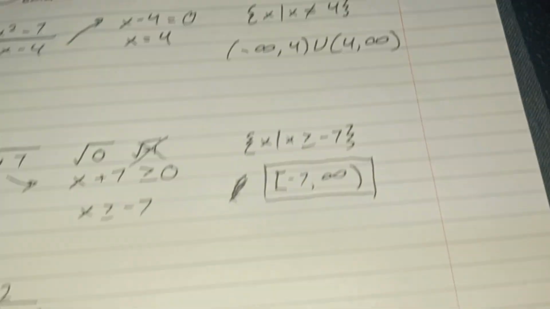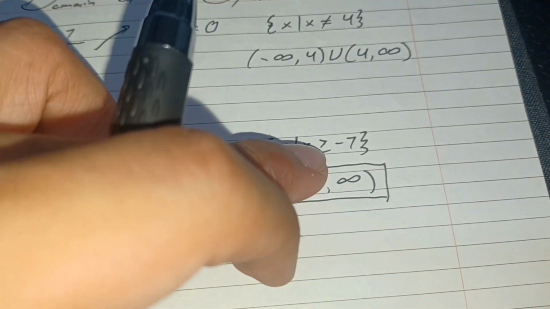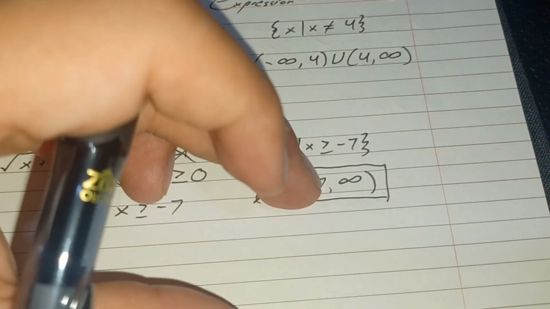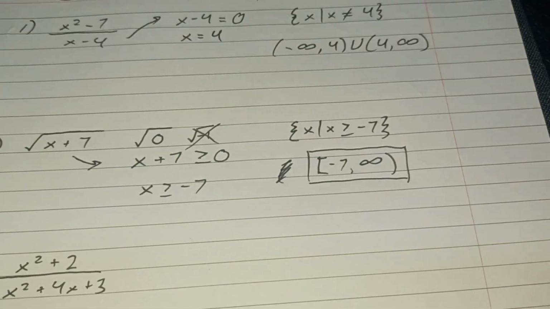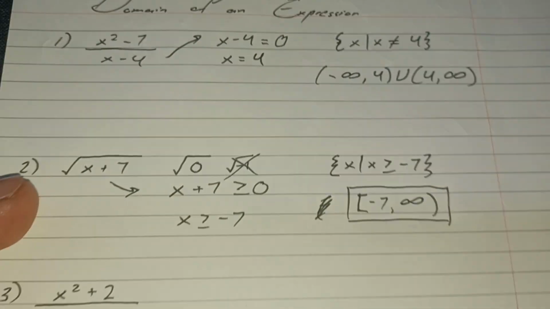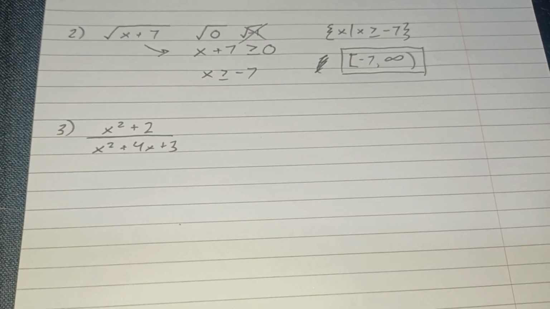In infinity, we never have a bracket. We always have parentheses. Same right here. So negative 7, bracket, negative 7 to infinity. We put that when we have an equal sign at the bottom of the inequality. All right? So let's go on to number 3.